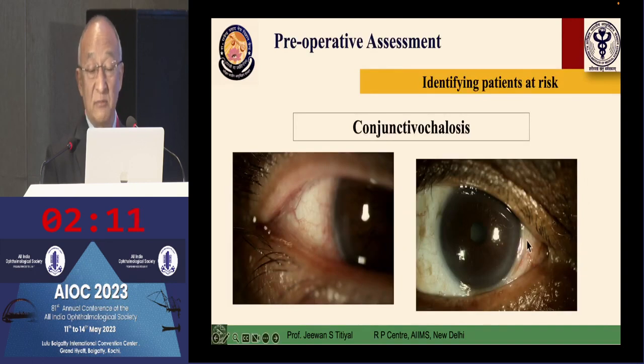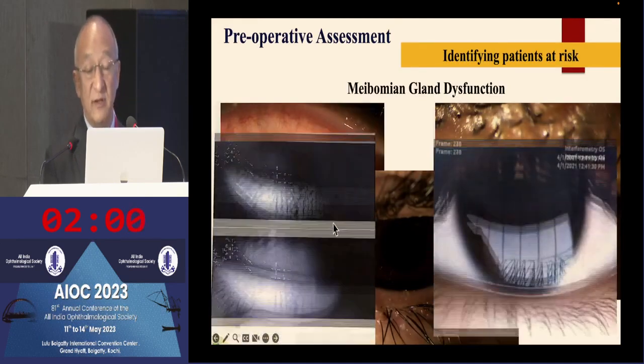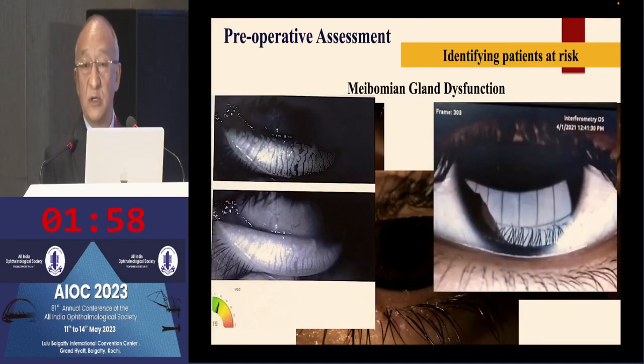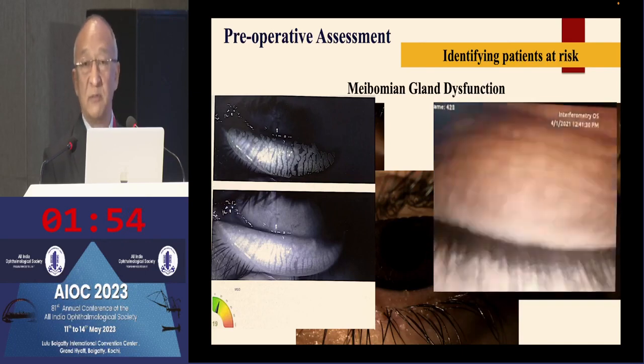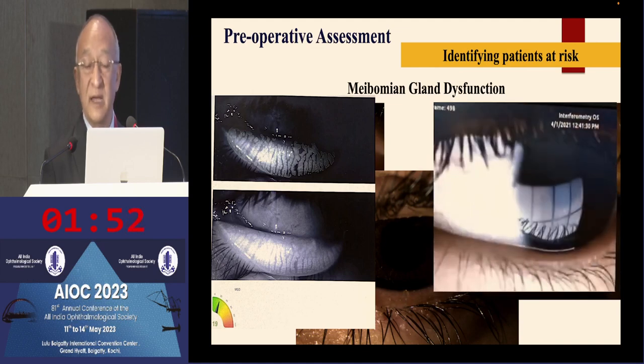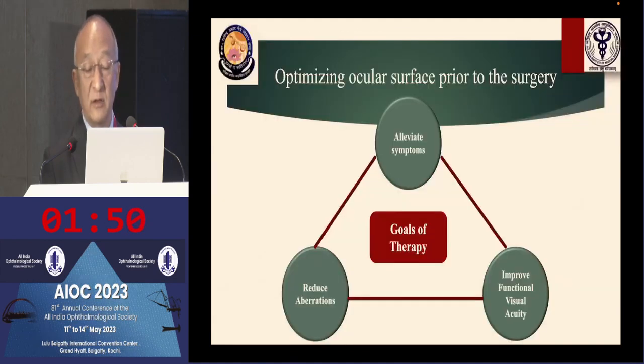Sometimes you have conjunctivochalasis, which may be the cause for a poor outcome in these patients. Examine the conjunctiva also very appropriately. See this inflammatory mark in these cases. MGD is another important area which should be looked into. If you have gadgets, you can look at the tear film, the lipid layer thickness, and the Meibomian glands. That is very important. You can treat them.